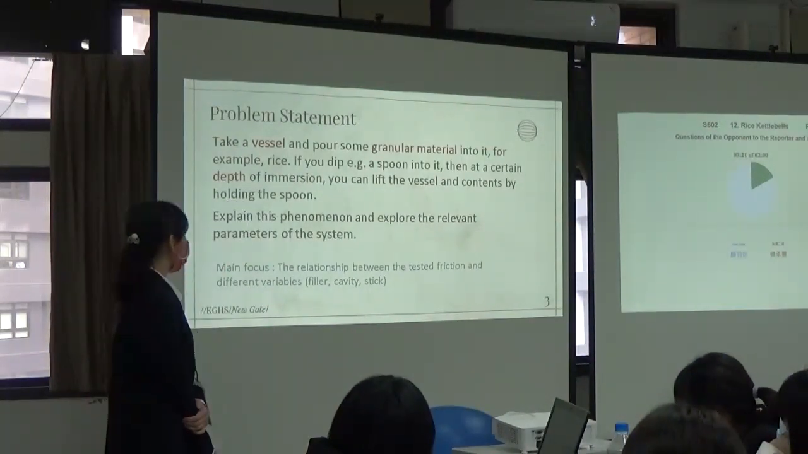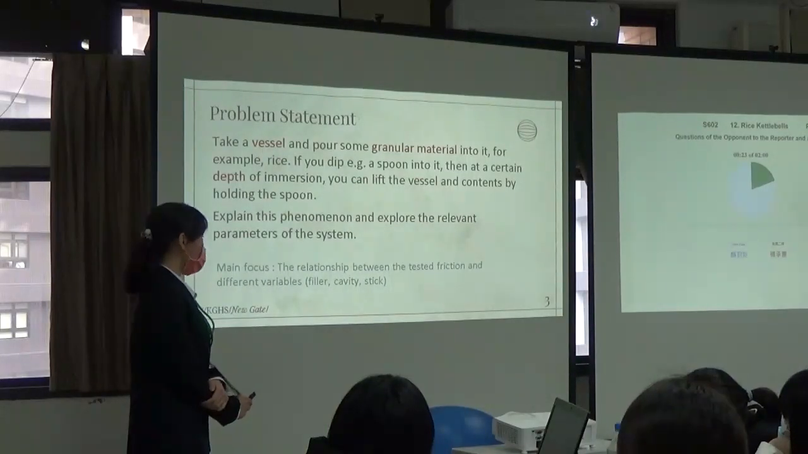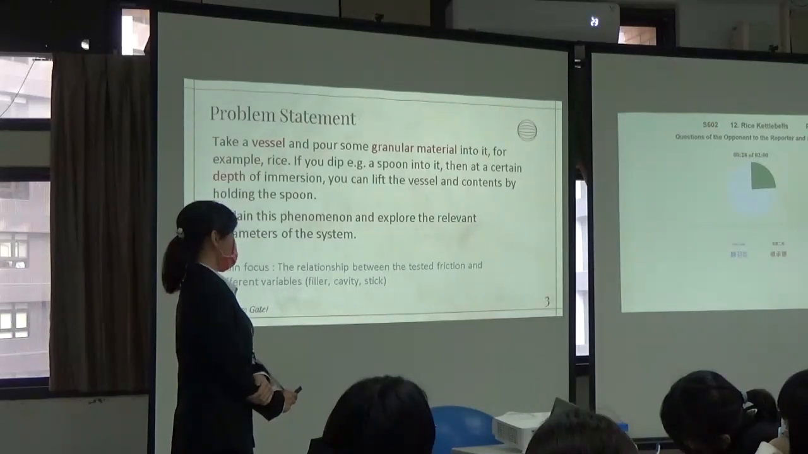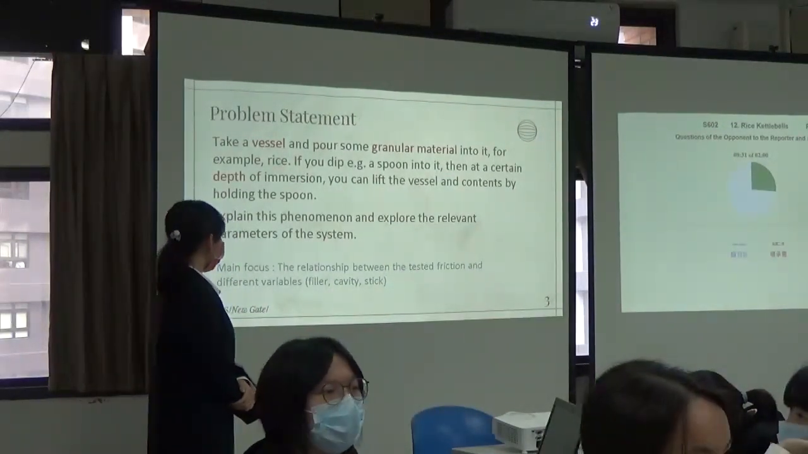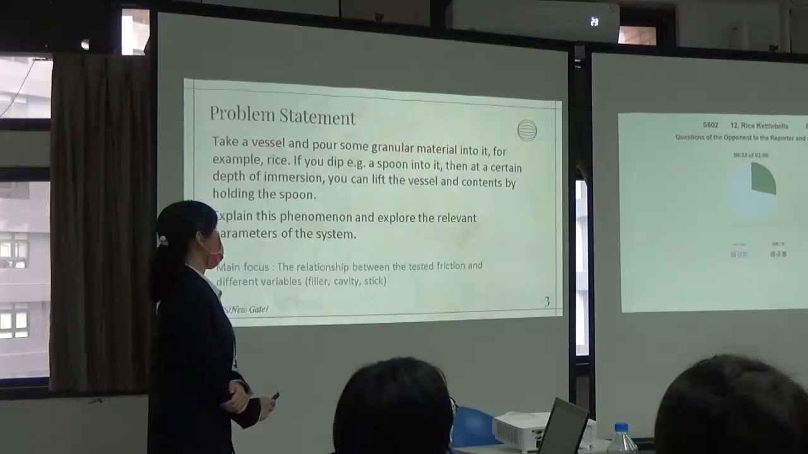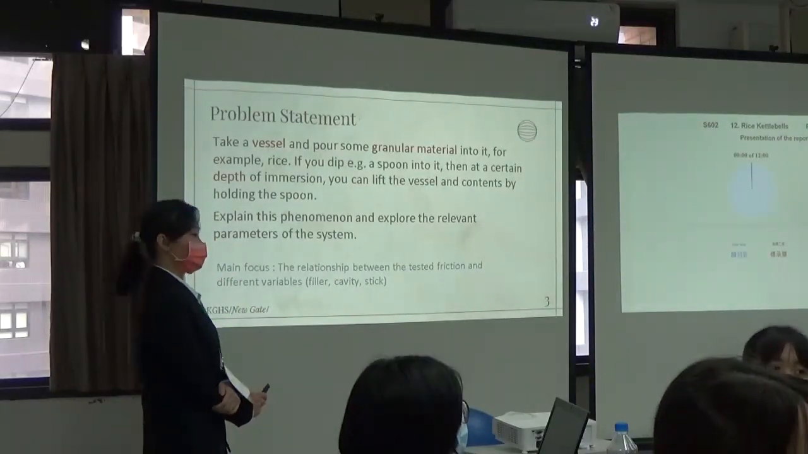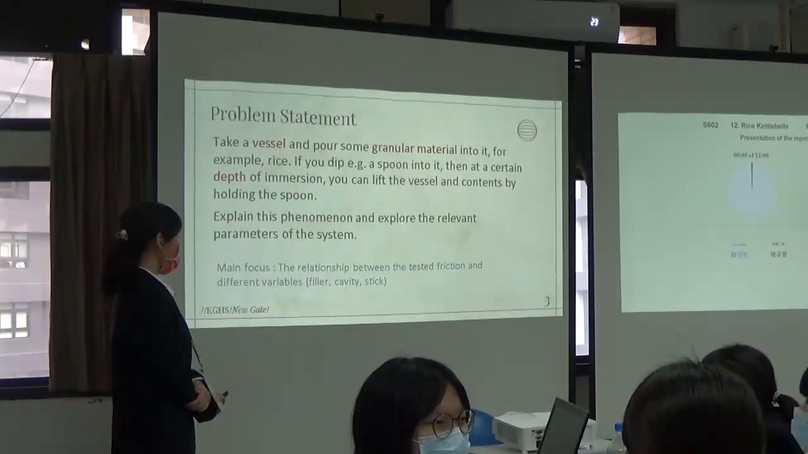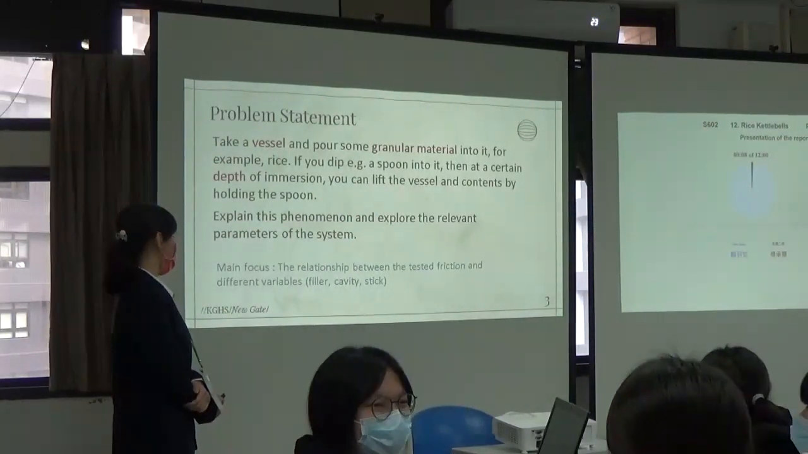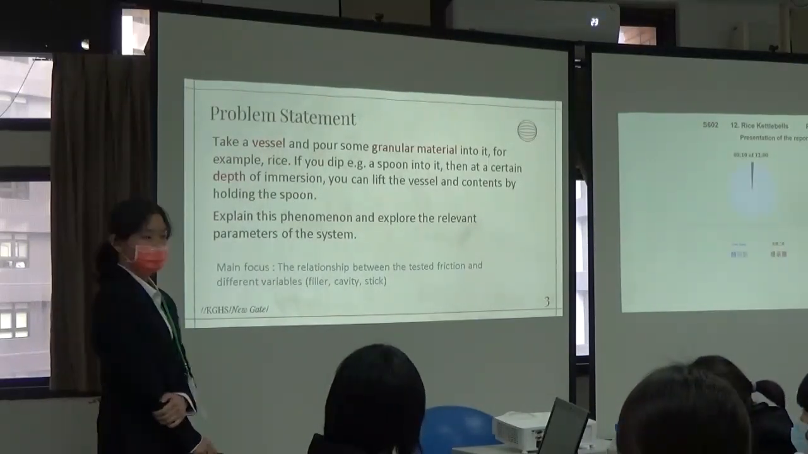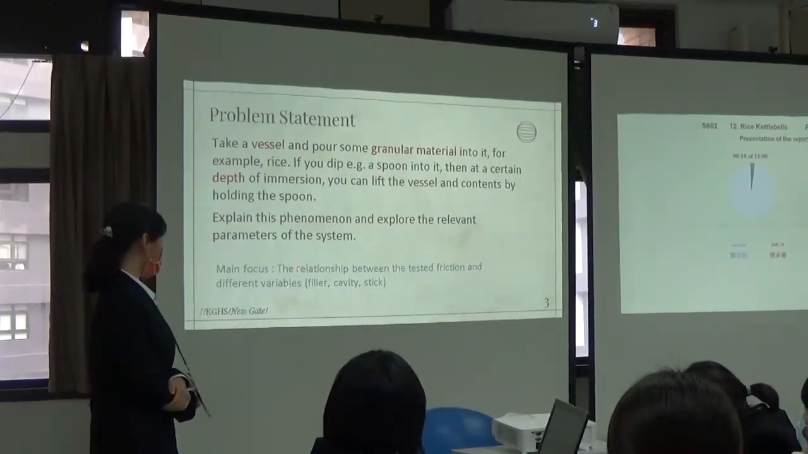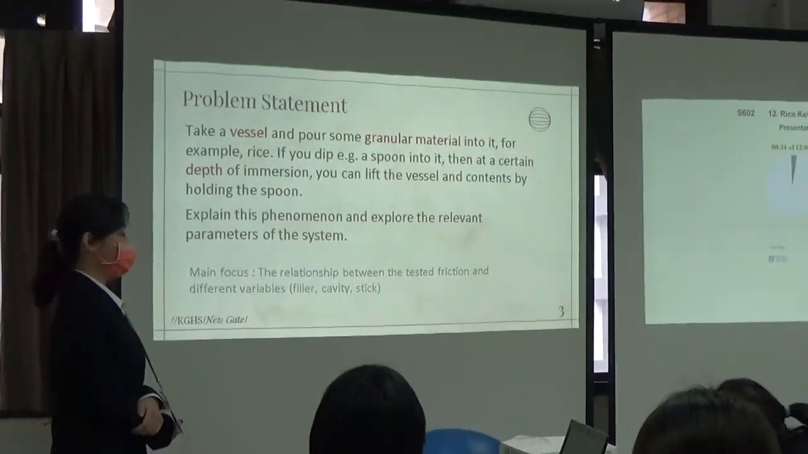First, the problem statement: take a vessel and pour some granular material into it, for example, rice. If you dip, e.g., a spoon into it, then at a certain depth of immersion, you can lift the vessel and contents by holding the spoon. The problem statement asks us to explain this phenomenon and explore the relevant parameters of the system. During my presentation and experiments, I will mainly focus on the relationship between the tested friction and different variables, which are filler, cavity, and stick.